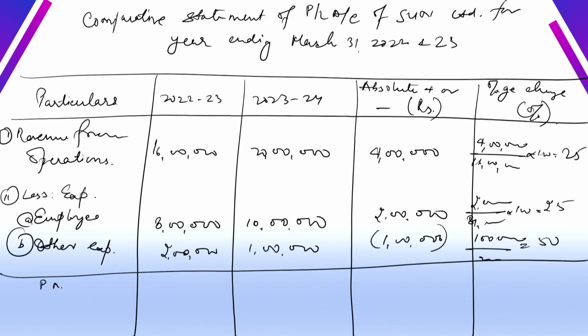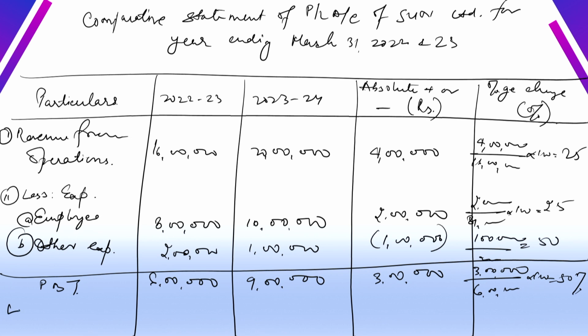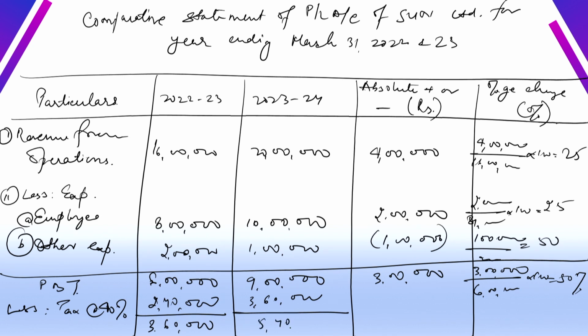Now this is profit before tax, which will come at rupees 6 lakh. Clearly the profits have increased by 3 lakh, and this 3 lakh is a 50% increase from the previous year, and we will deduct the tax which is at the rate of 40%. So 40% of 6 lakh is 2 lakh 40,000, which will come at 3 lakh 60,000, and 40% of 9 lakh is 3 lakh 60,000, which will come at 5 lakh 40,000.